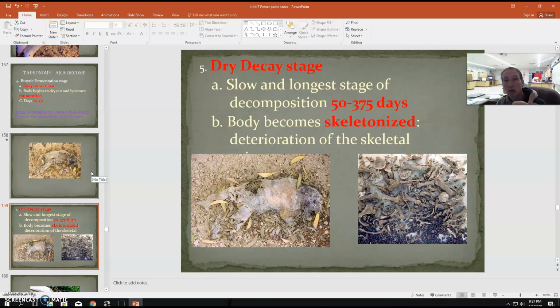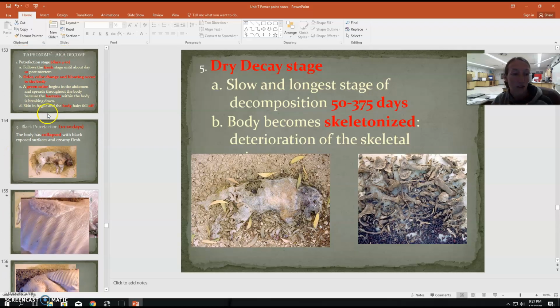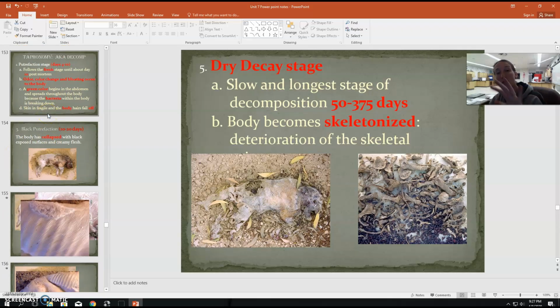Stage 1 is fresh stage. Stage 2, putrefaction. Stage 3, black putrefaction. Stage 4, butyric fermentation. And stage 5, dry decay. Now you want to go back through and try to memorize the time frames. First stage, 0 to 3. 4 to 10. 10 to 20. 20 to 50. 50 to 365. Now, it is very possible that all of these stages could be sped up or slowed down based on all those environmental factors we talked about.